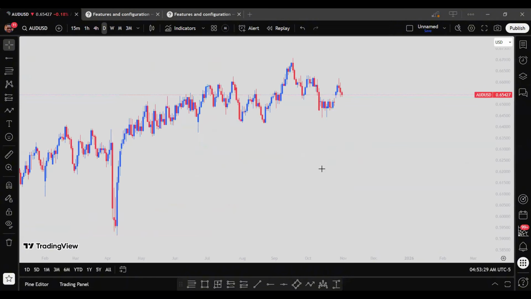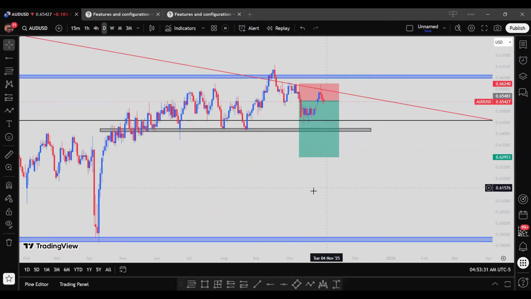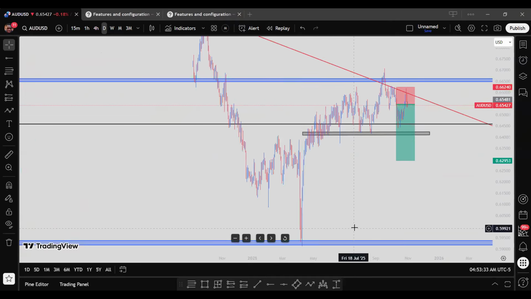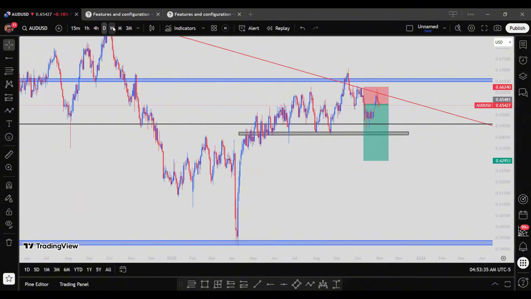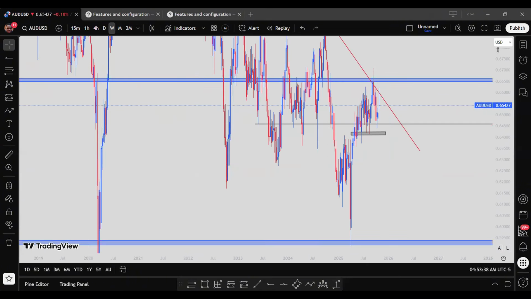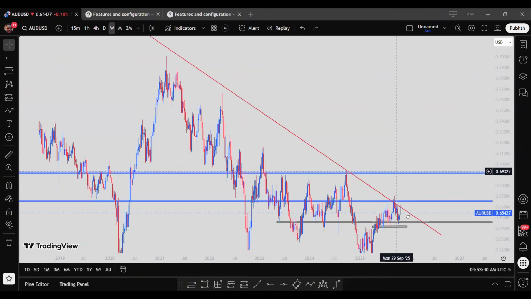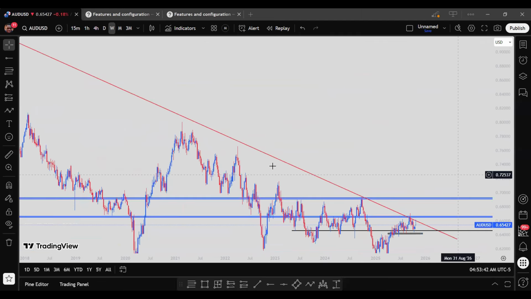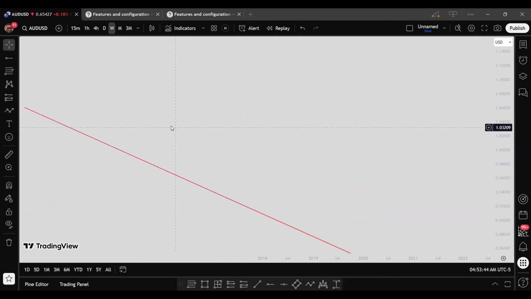So let's talk about AUDUSD. I got into a first trade on AUDUSD. How I'm currently looking at AUDUSD is that we have a first touch and a third touch of this trend line here. We have this descending trend line, I think on the monthly time frame here.